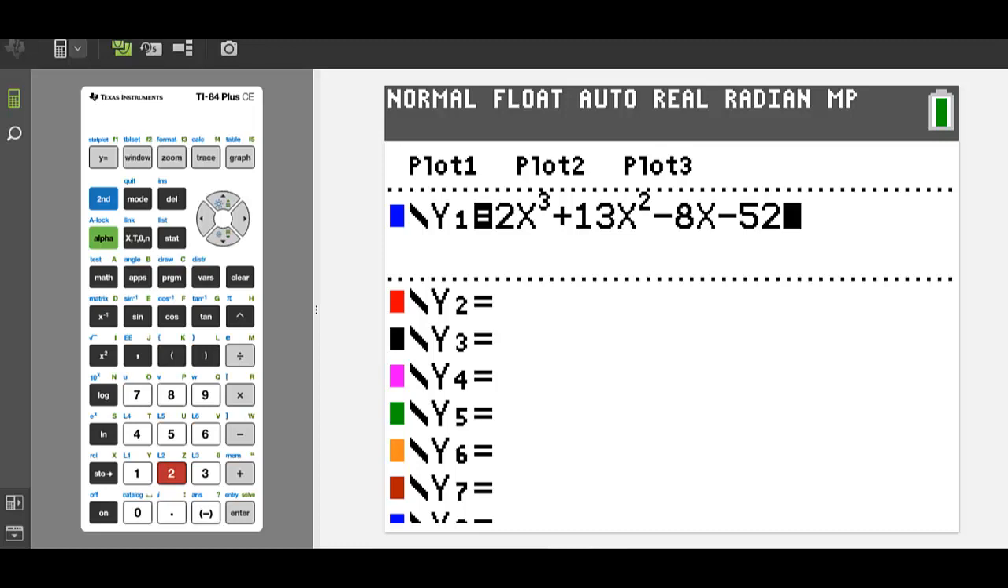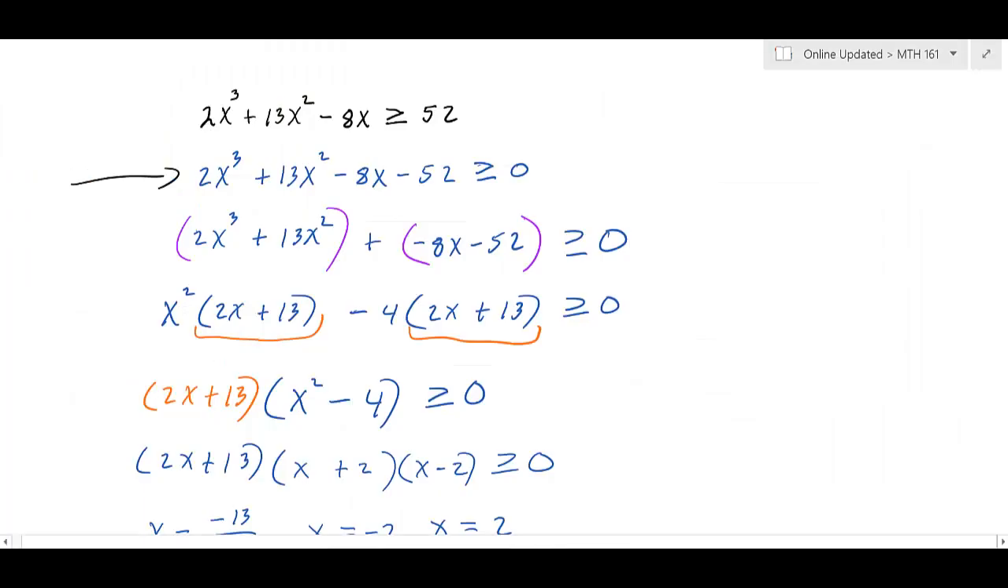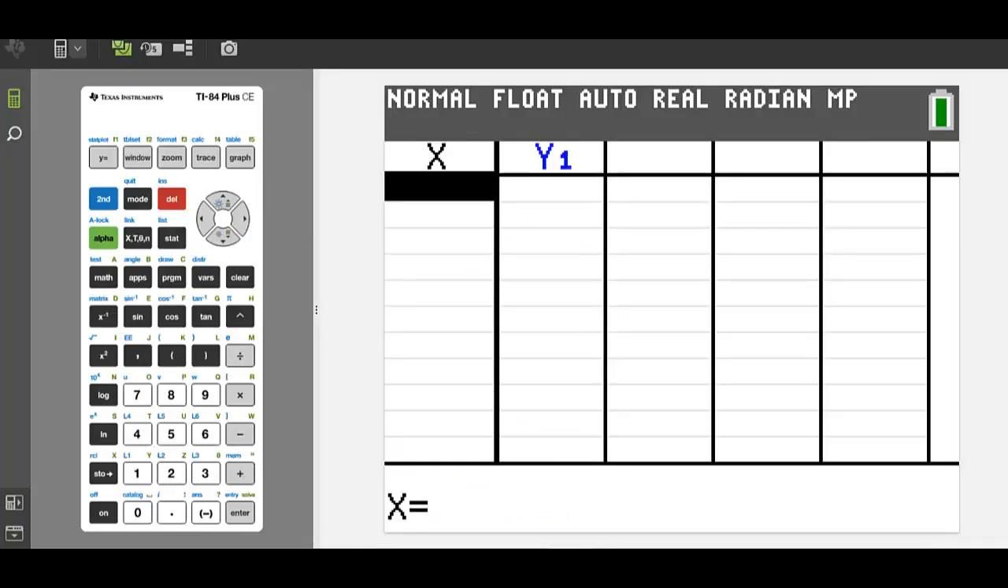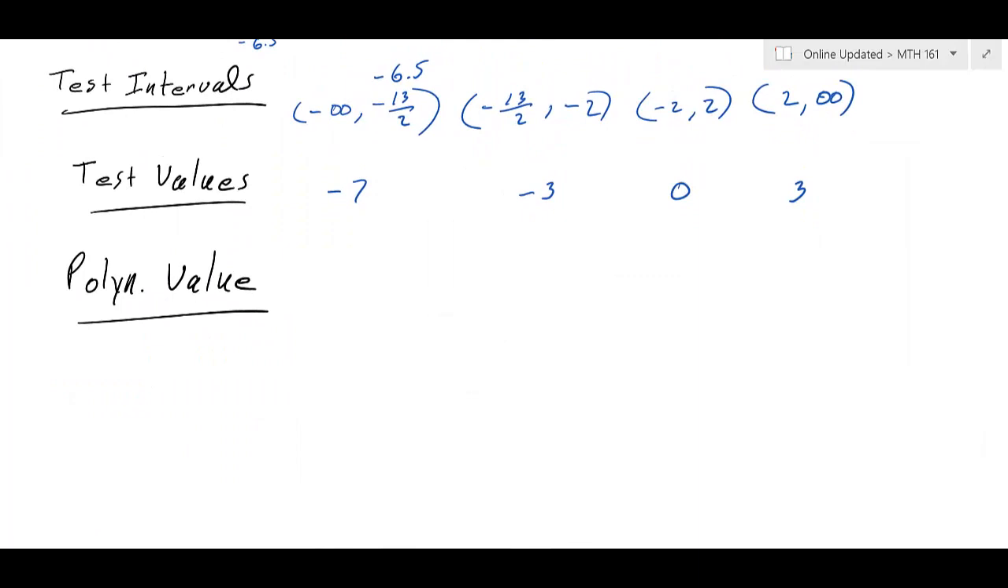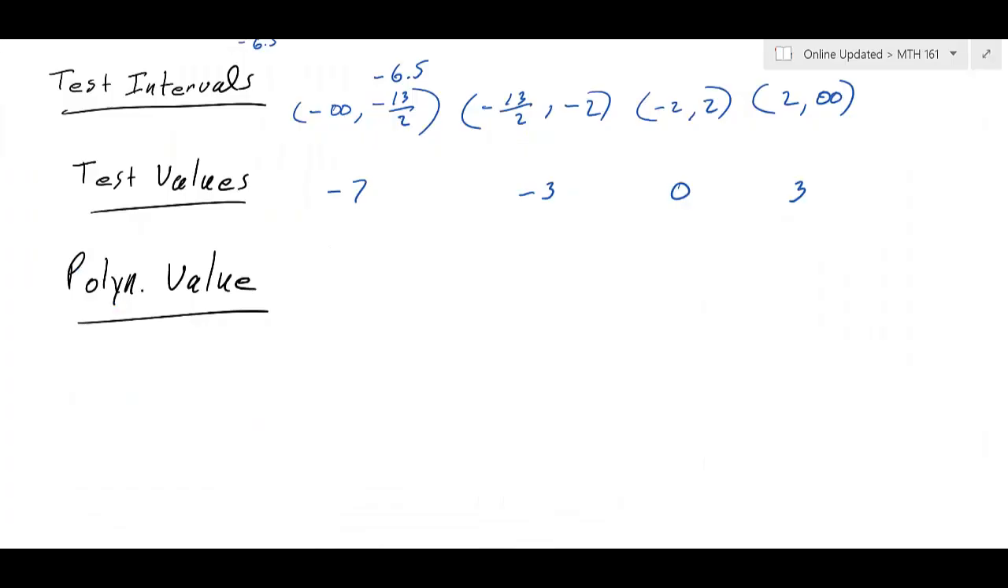And we're going to go to the table and let me delete what's there, and we want to plug in our test values. So we would plug in negative 7, negative 3, 0, and 3. And we get out negative 45, 35, negative 52, and 95. Now, once again, even though we're getting out these values, we're more concerned with whether it is positive or negative.